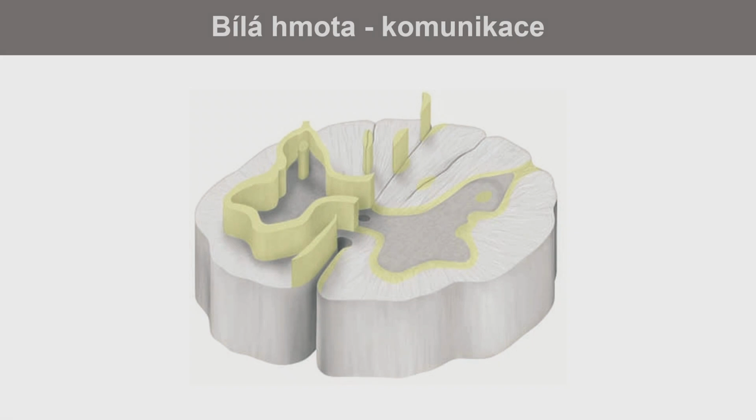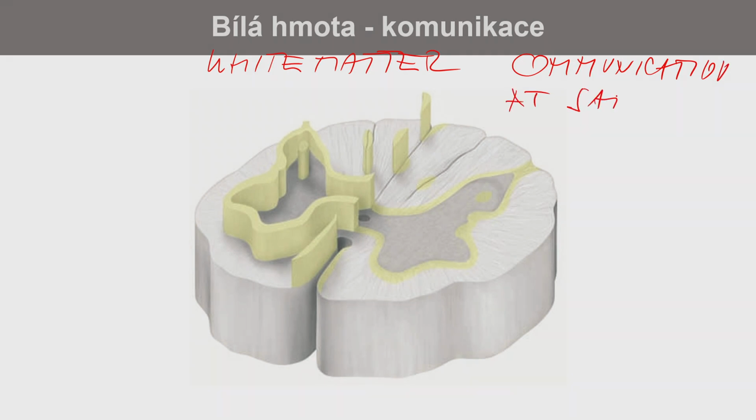White matter. And communication at the same level. So, those are bands of white matter typically surrounding this butterfly, which is containing fibers of communication between neurons at the same level of the spinal cord.